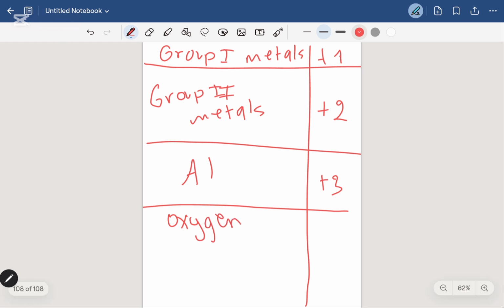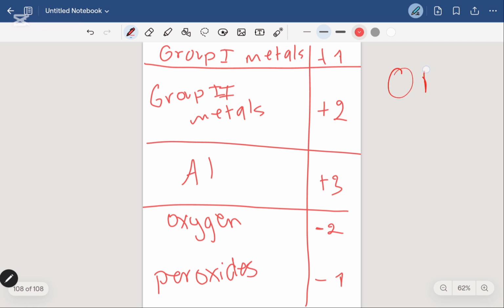If we're talking about oxygen with anything, then the charge of oxygen is -2. But if we are talking about peroxides, then the charge of oxygen is -1. One more thing I would like to add about oxygen.